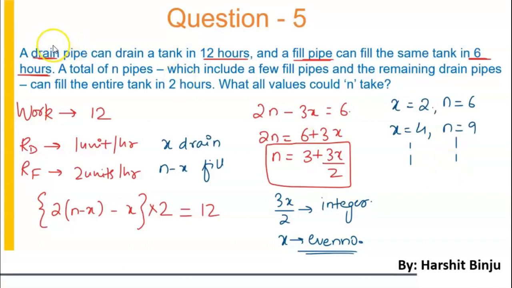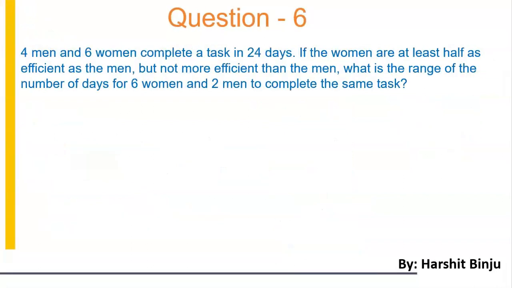Alright, let's move on to the next question. Pause the video and draw this question, please. Okay, let's read this one out. 4 men and 6 women complete a task in 24 days. Women are at least half as efficient as men, but not more efficient than men. What is the range of number of days for 6 women and 2 men to complete the same task?